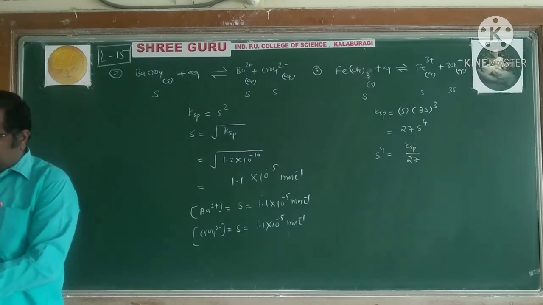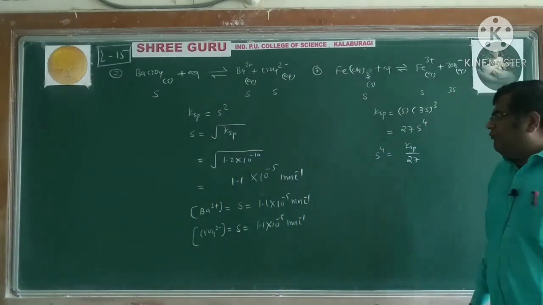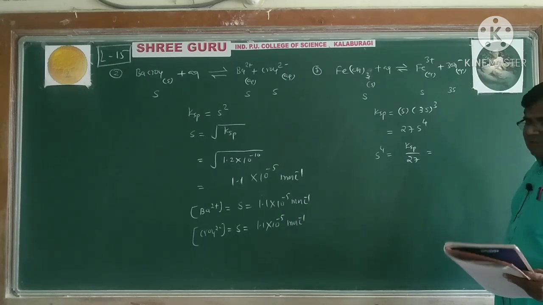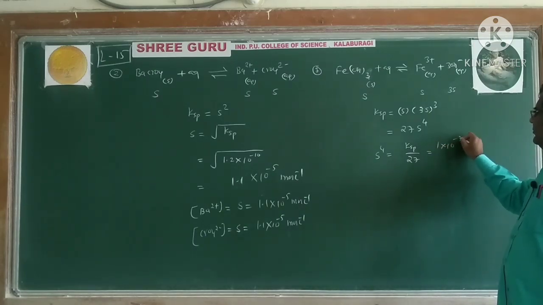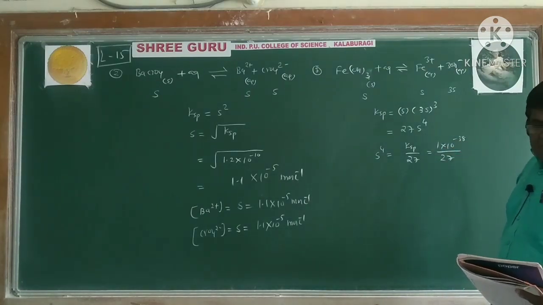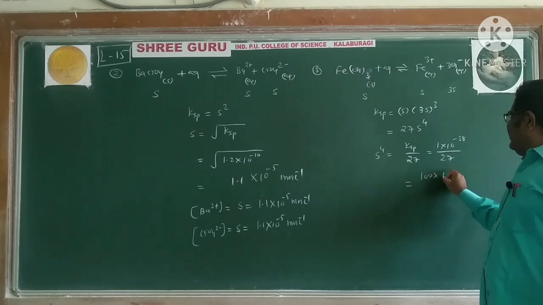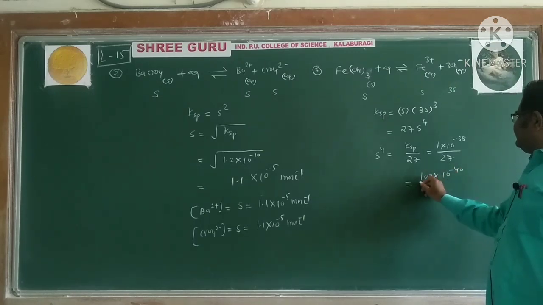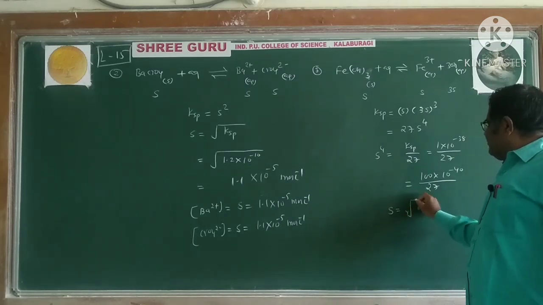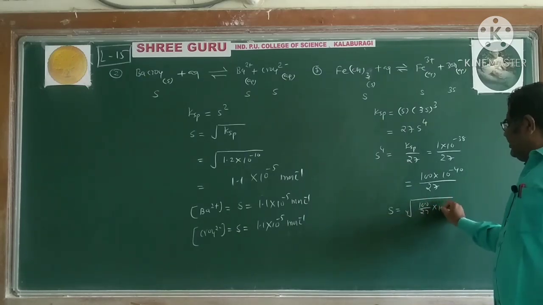What is the value of Ksp? They have given the solubility product value for ferric hydroxide as 1 into 10 raised to minus 38, divided by 27. We can write this as 100 into 10 raised to minus 40 by 27. S is equal to the 4th root of 100 by 27 into 10 raised to minus 40.